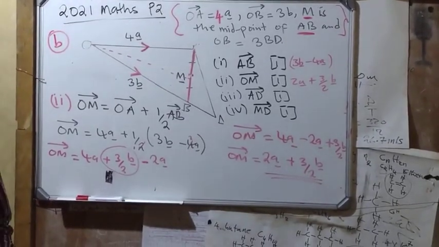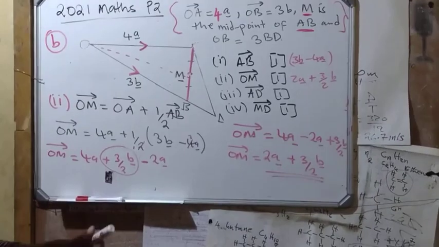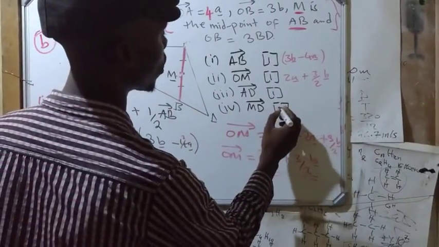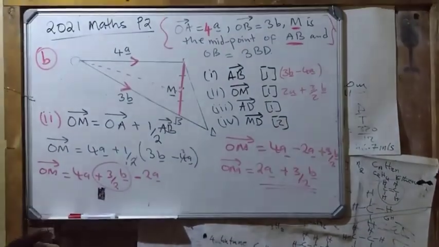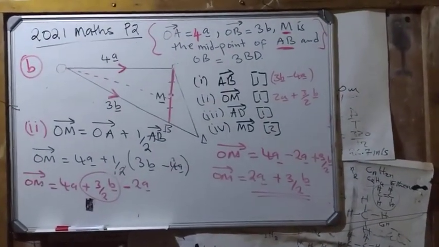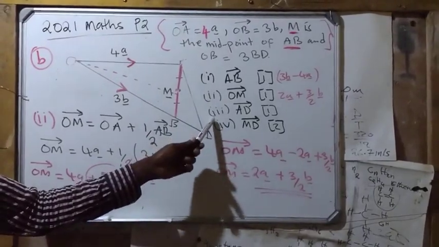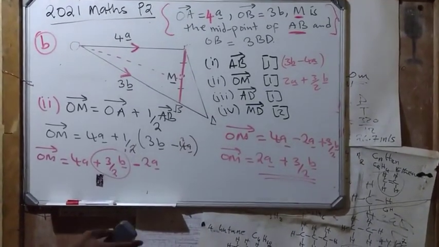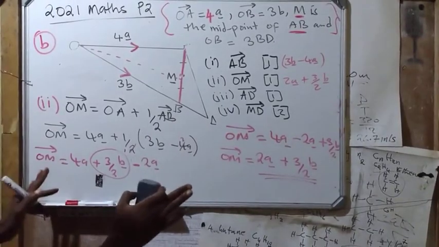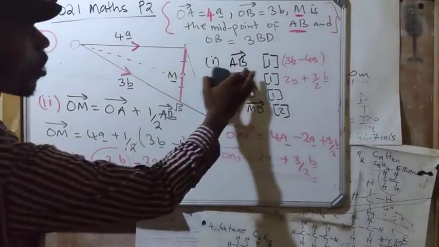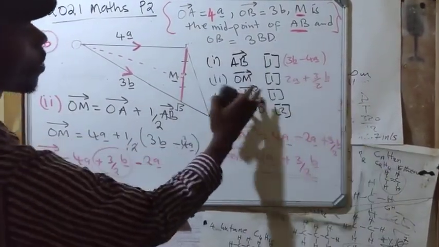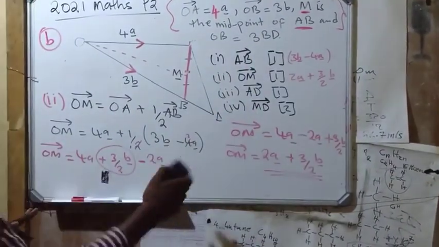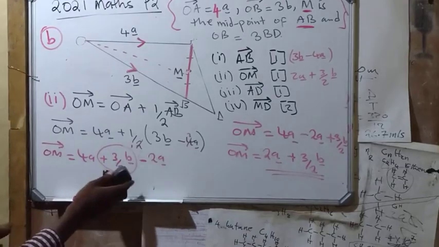So now, as we were told earlier, it's 2 marks. So now we're going to answer Roman numeral 3 and also 4. Never should you forget the answers that you found. For AB, as you can see, they have been written there. Then OM, they are there. So all these are going to help you to finish the whole program.